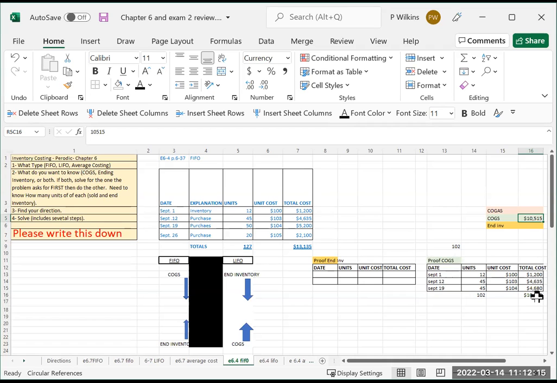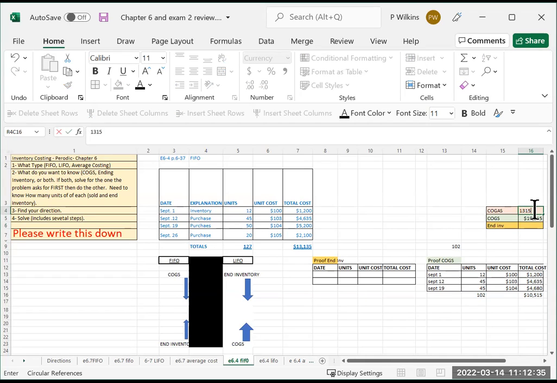Now, let's just say the problem said, well, what does the ending inventory cost? Well, the really super way you can do the ending inventory cost is you start with the cost of all the goods available for sale. So the cost of all the goods available for sale was $13,135.